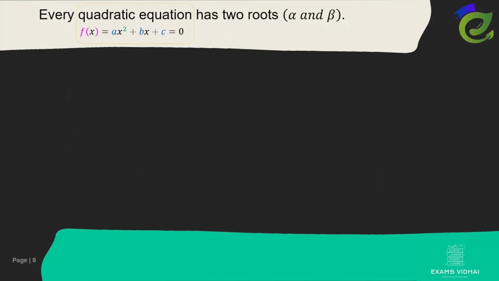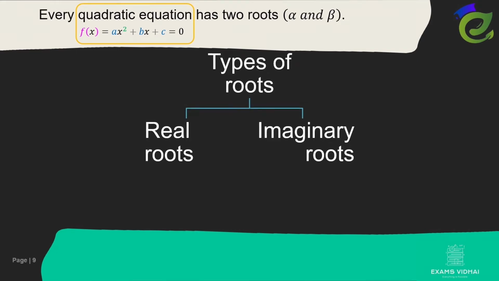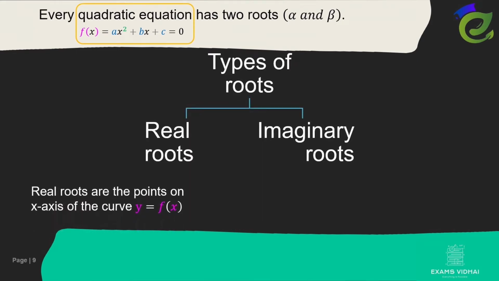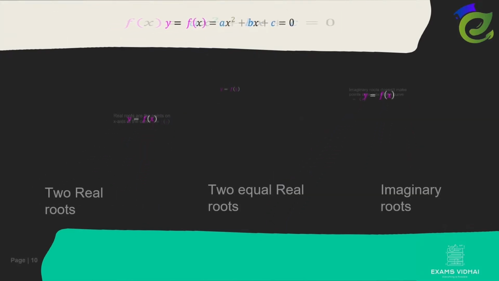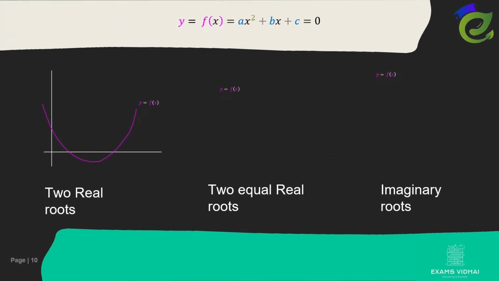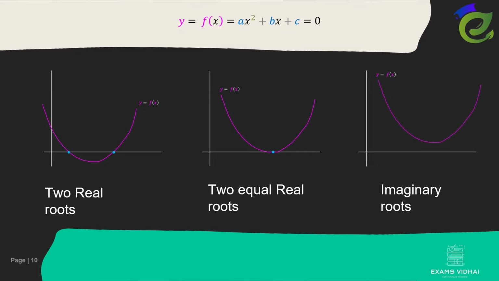There are two types of roots, real roots and imaginary roots. Real roots are the points on the curve that touch on the x-axis of the curve. Imaginary roots doesn't make any points on the x-axis. That's why they are called imaginary. If the equation has two real roots, that is both alpha and beta are real, then both alpha and beta can be pointed on x-axis. If the equation has two real and equal roots, then there is only one point that is touching to the x-axis. For an equation with imaginary roots, there won't be any points on the x-axis as they are imaginary.